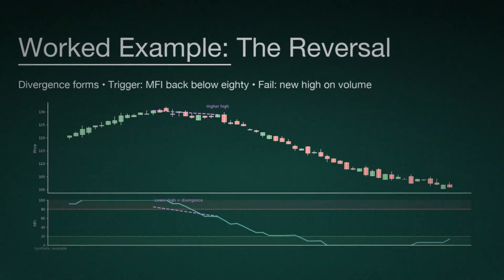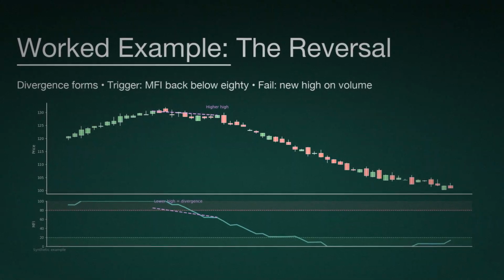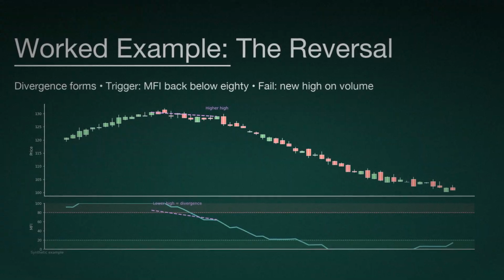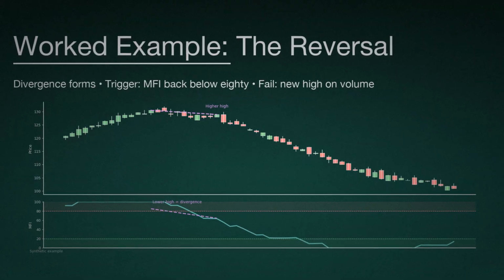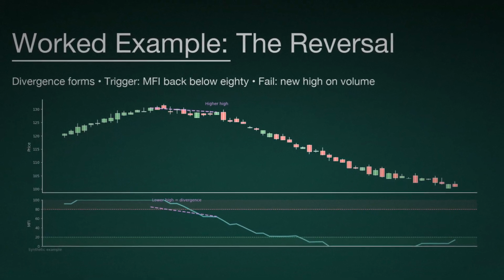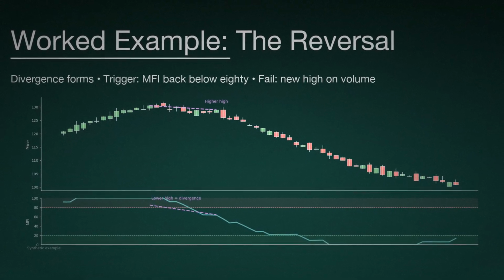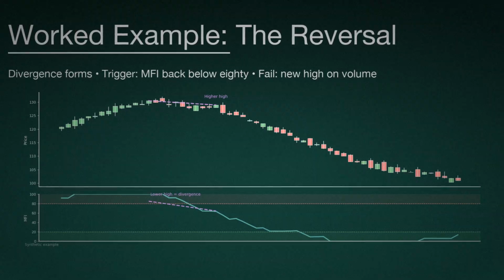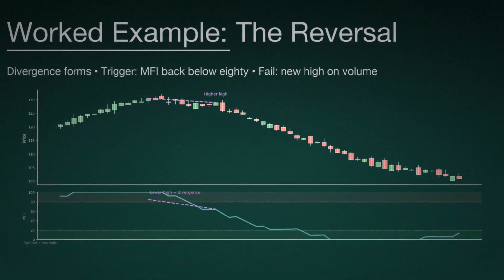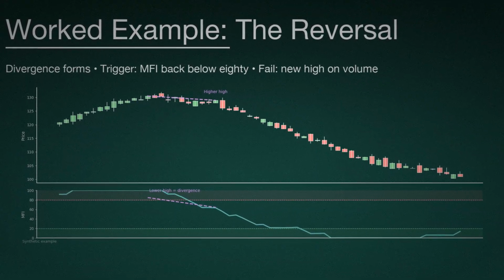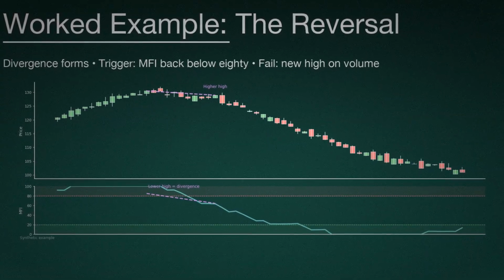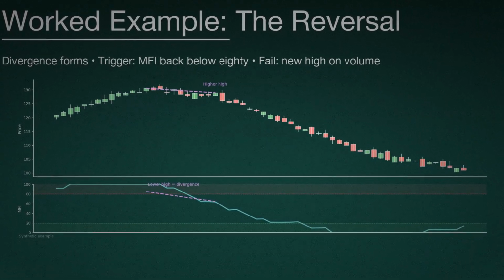Here's the textbook setup on a synthetic chart. Price grinds to a new swing high. MFI peaks at 85 on the first push, then on the second price high, MFI only reaches 72. That's your bearish divergence. The trigger is when MFI crosses back below 80 while price stalls. Entry is on the close of that confirmation candle. The signal fails if price breaks above the divergent high on rising volume, so your invalidation is mechanical and tight.